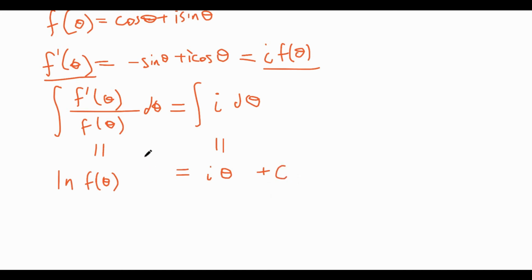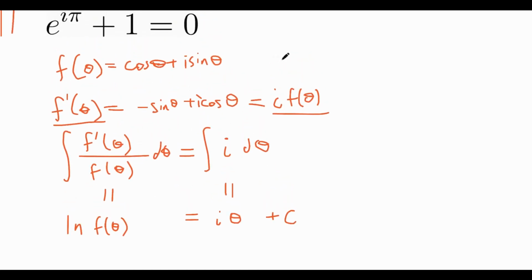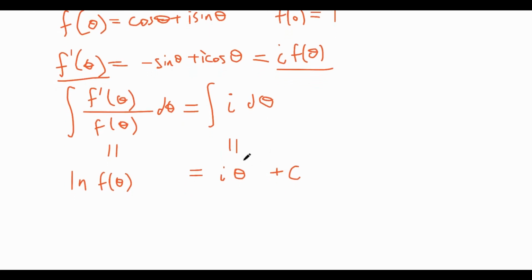Now we need to first find the value of c, and then we can solve for f of theta. So what do we know about this function? Well, we know that f of 0 is equal to cosine 0 plus i sine 0, which is equal to 1. So if we plug it in, we get f of 0 is equal to 1, log of 1 equals 0, and i times 0 is equal to 0, so that means c must equal 0. So we get that log of f of theta equals i theta.